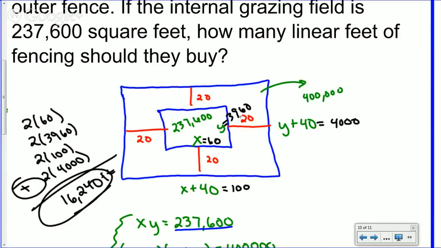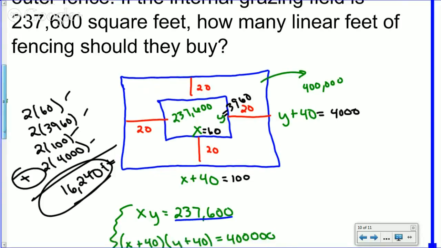But if I switch X and Y here, would anything change? No, because I still have 60 here and 3,960 there. So I still got those two. This one here will now become 100, and this one will become 4,000, which I got there. So it doesn't matter.